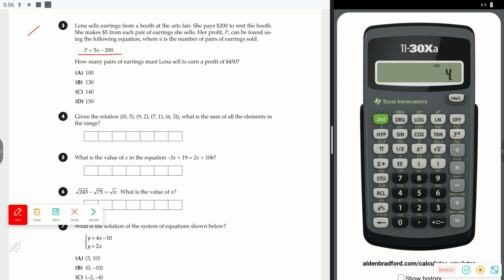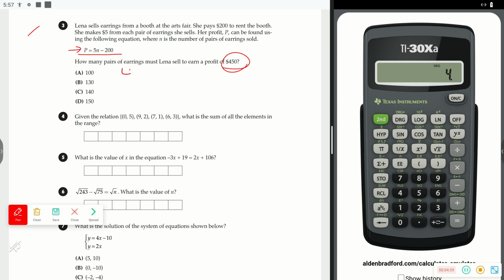It would be a little bit harder if you actually had to write the equation, but a lot of times it's a big word problem. They give you the basic equation, and then you have to read very carefully what they're asking for. It says, how many pairs of earrings must Lena sell to earn a profit of $450? And we know that the profit was going to be for variable P.